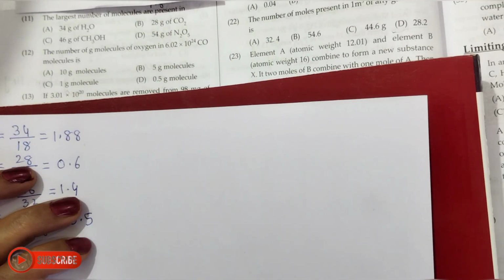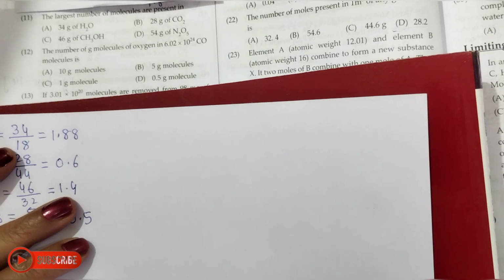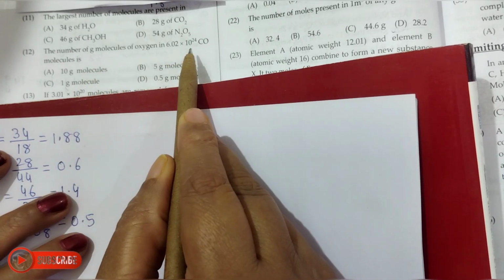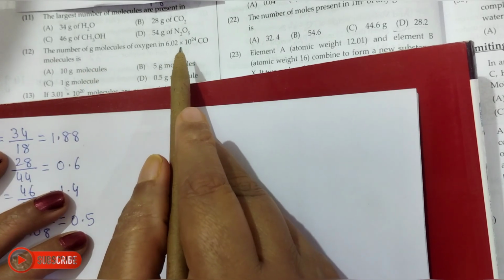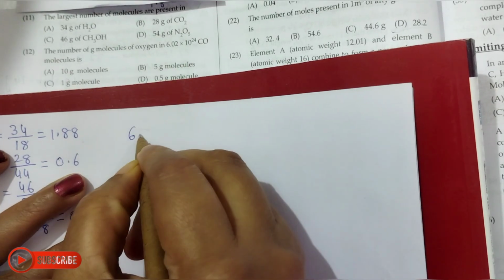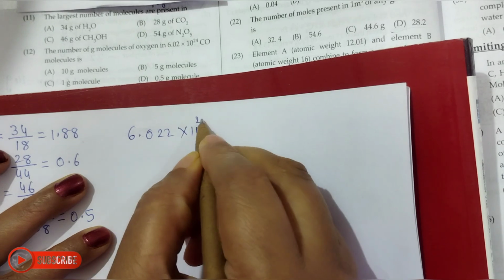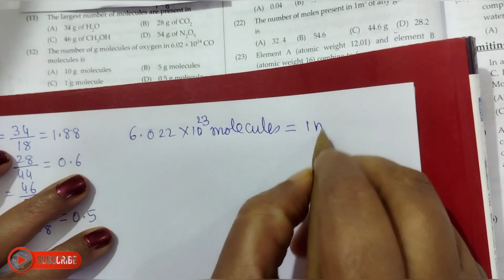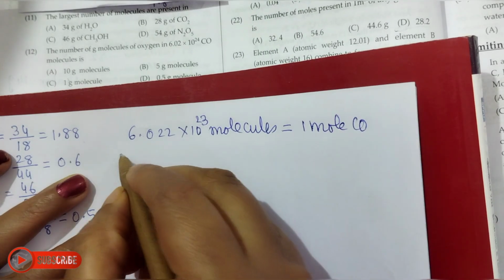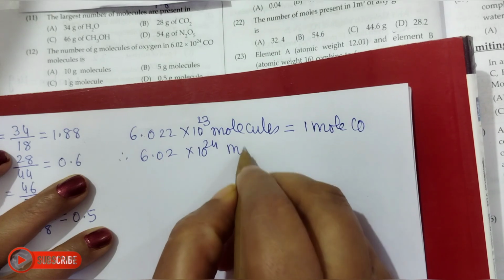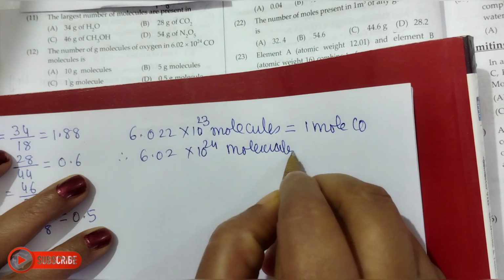The number of gram molecules of oxygen in 6.02 into 10 raised to 24 carbon monoxide molecules is. Now here students, if you see the question, the number is given in the power of 10 raised to 24, and therefore it's a hint that you can take help from Avogadro number. So what will be your standard equation, student? 6.022 into 10 raised to 23 molecules will correspond to 1 mole of carbon monoxide. Therefore, for 6.02 into 10 raised to 24 carbon monoxide molecules, it will be how many moles?